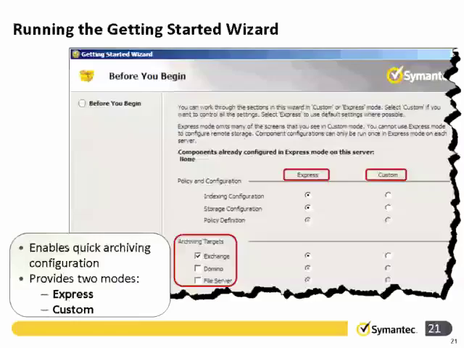Now, if you had selected on the previous slide that you did want to go into the Enterprise Vault Getting Started wizard, it would open up a dialog box and give you a prompt, and you have two different modes that the Enterprise Vault Getting Started wizard runs in. You have the Express mode and the Custom mode.